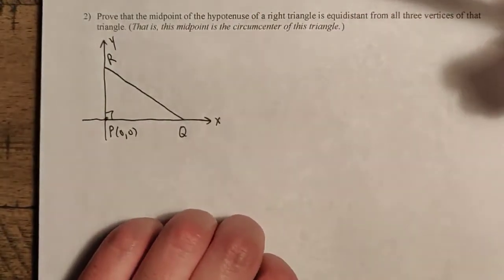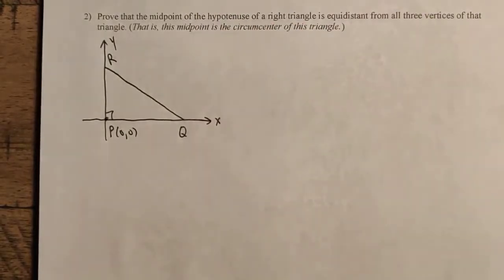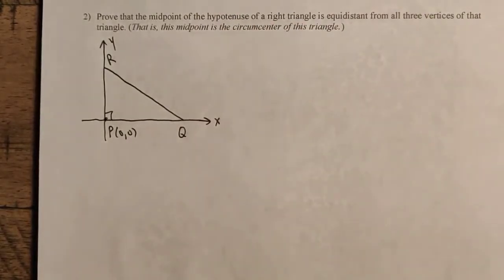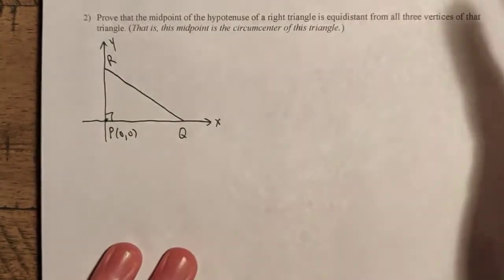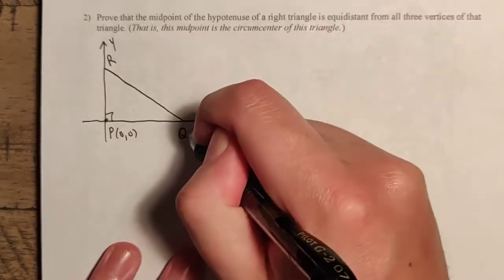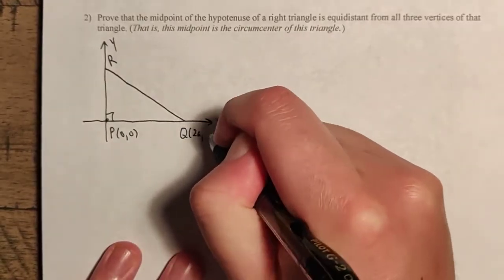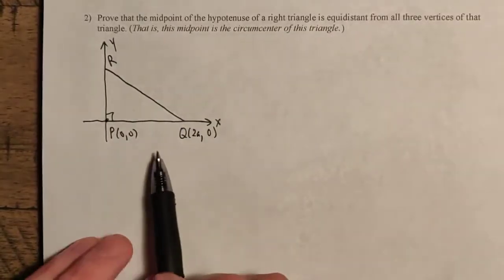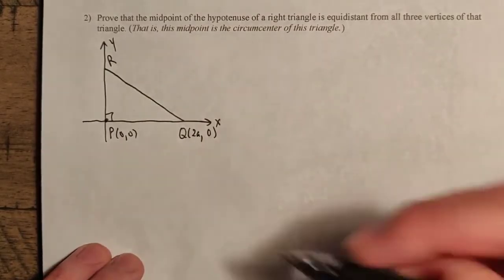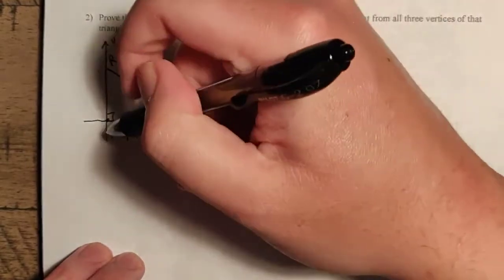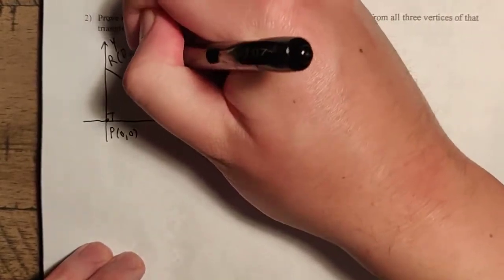Now, one thing to note, a bit of insight: we're going to be using midpoints, and midpoints require halves. So we can use A, but if we want to avoid fractions, something you may want to consider is to use 2A instead. So I'm going to call this 2A comma 0. By doing this, I know I'm going to create a midpoint here, and by putting a 2A here, I can avoid fractions.